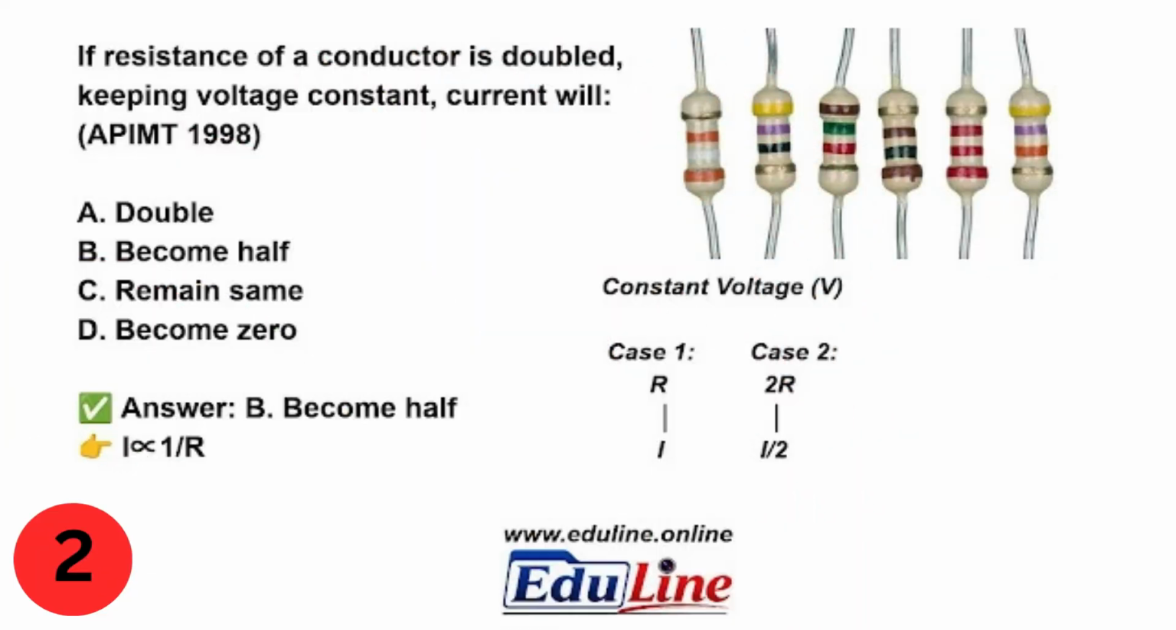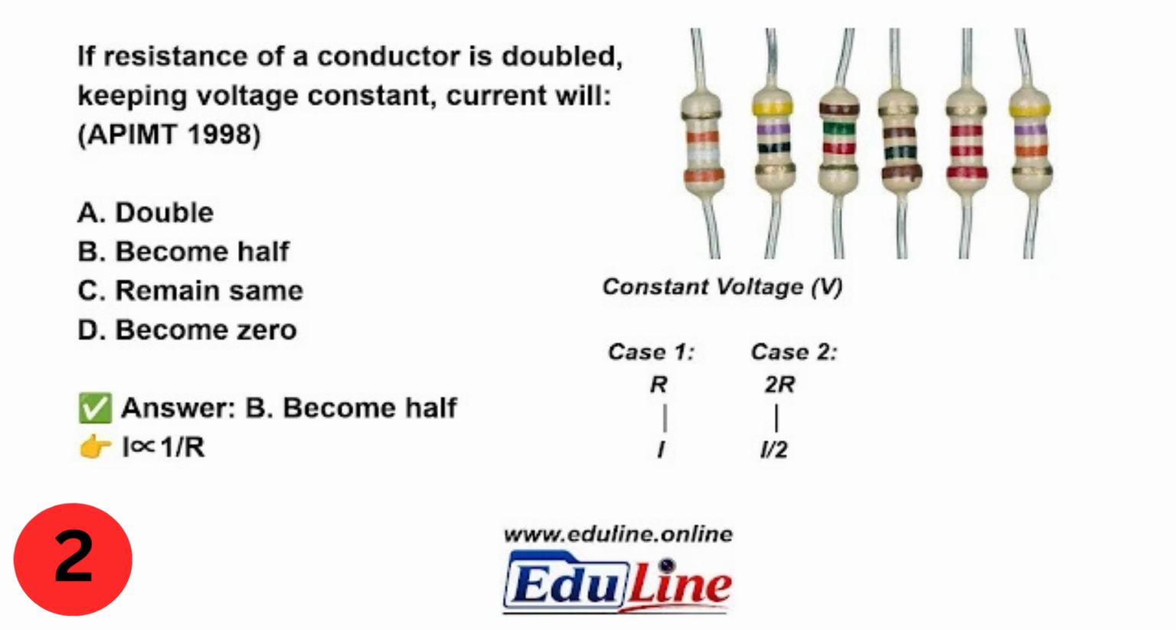Question 2. If the resistance of a conductor is doubled while keeping the voltage constant, what will happen to the current? Options. Option A, the current doubles. Option B, the current becomes half. Option C, the current remains the same. Option D, the current becomes 0.